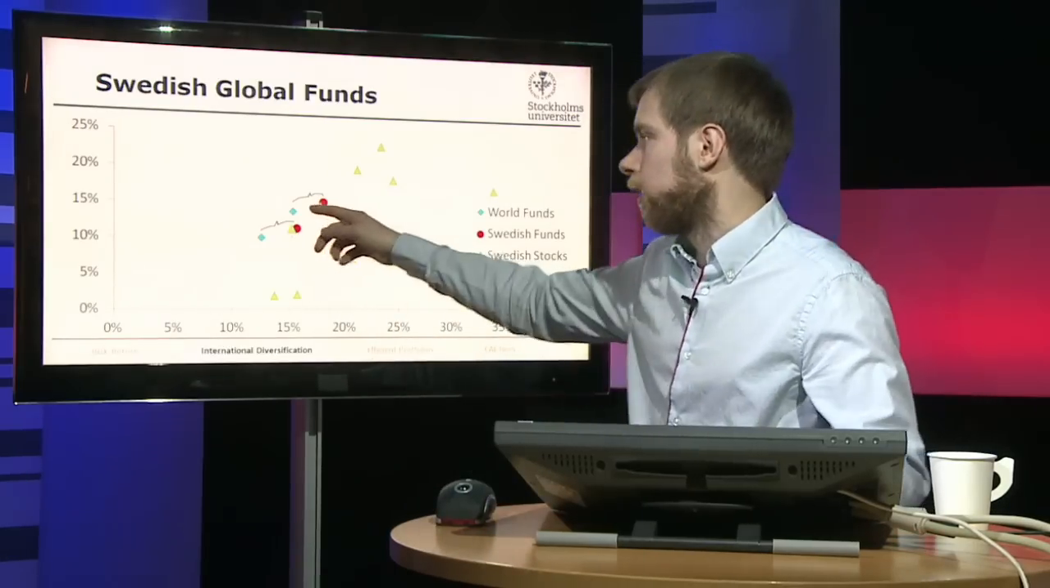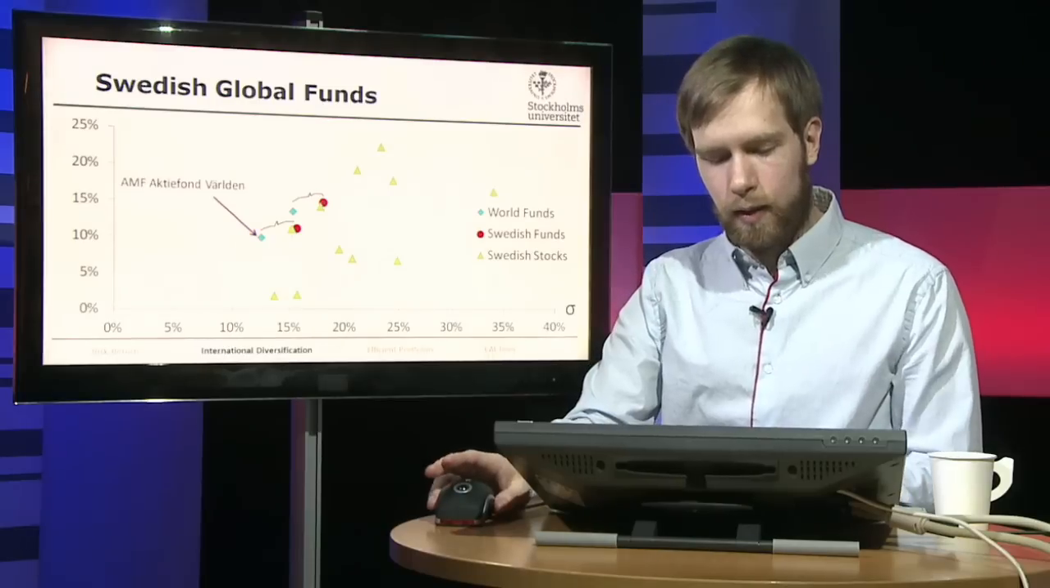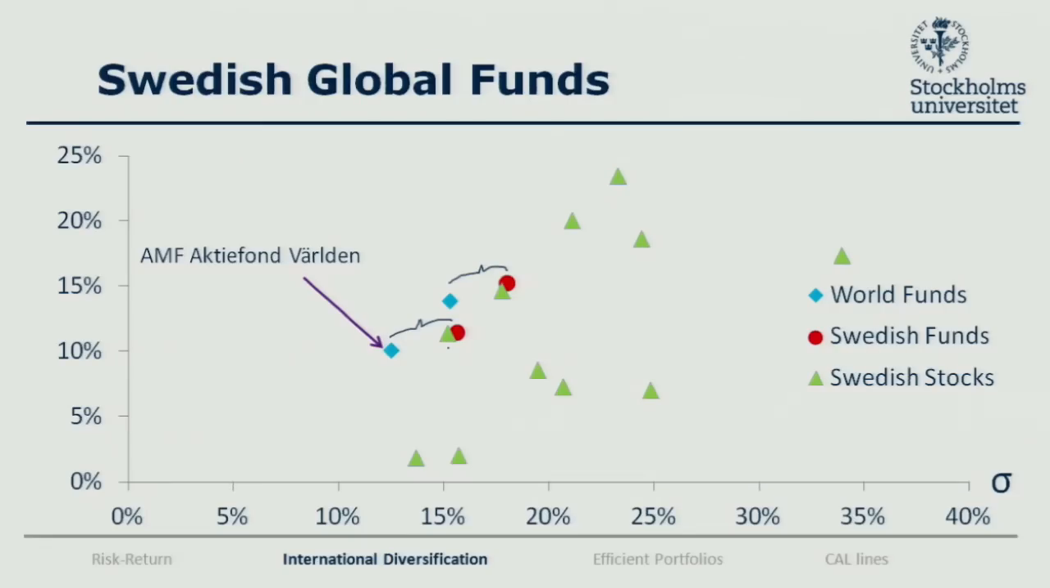The one at the bottom here is the AMF Aktiefond Världen, which is a fund that's not so expensive. There are much more expensive funds. It's an index fund. And above it we have the AP7 Såfa fund, which is the pension fund you get if you don't choose.